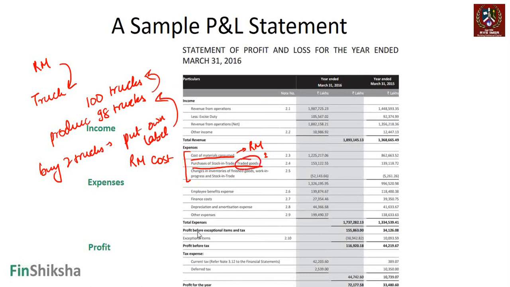They can buy something off the market and directly sell it. They can buy a tire off the market and sell it under their brand name. Correct? That's purchases of stock in trade and traded goods. Basically, the raw material or the item that is going into sales.